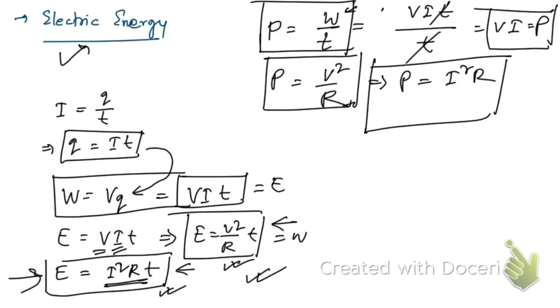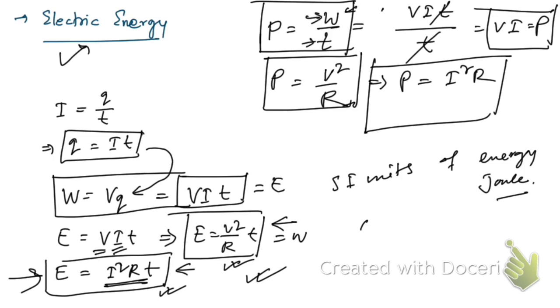Hope you know the SI units of these quantities. The SI unit of energy, obviously you know, is joule. And power is work done by time, so the SI unit of power will be joule per second. Hope you have understood this.